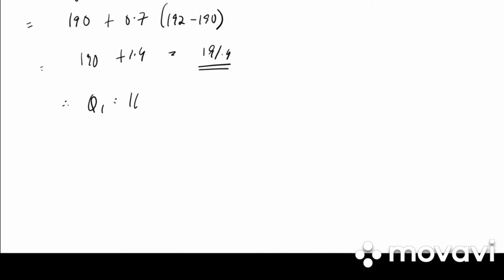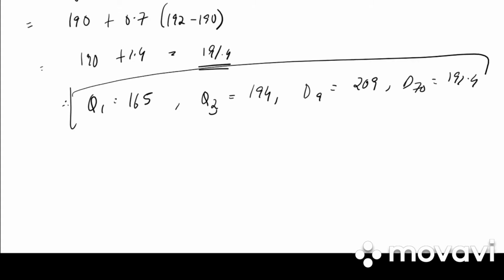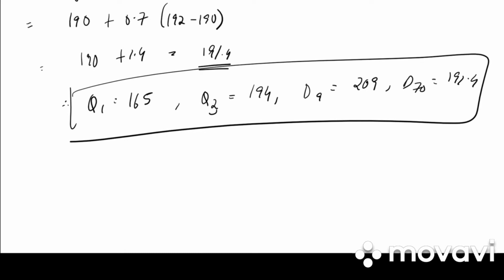Therefore Q1 is equal to 165, Q3 is equal to 194, D9 is equal to 209, P70 is equal to 191.4. Clear? Take down the next illustration.